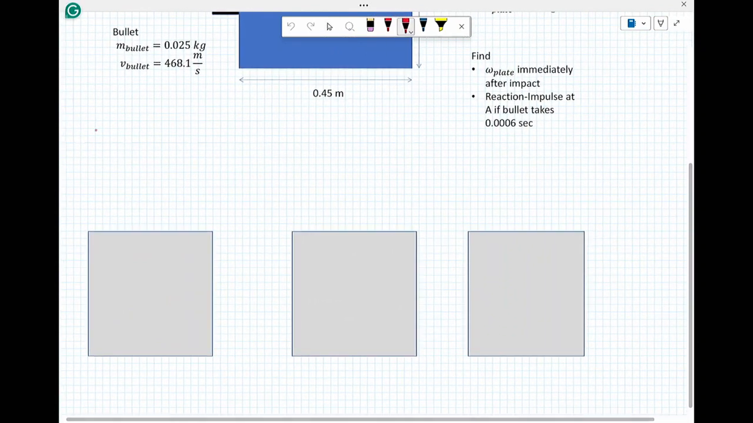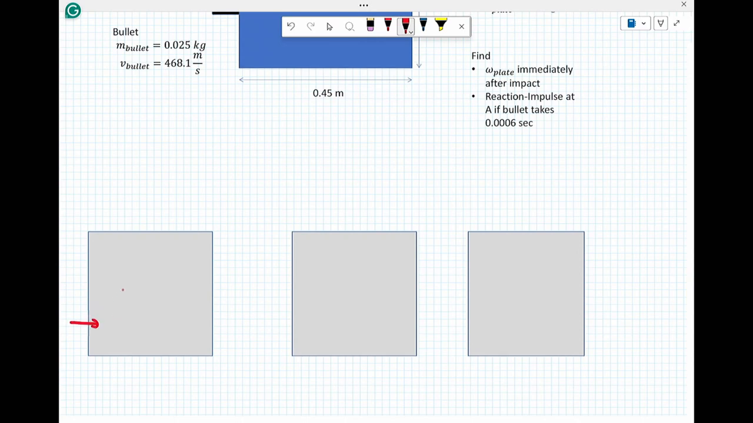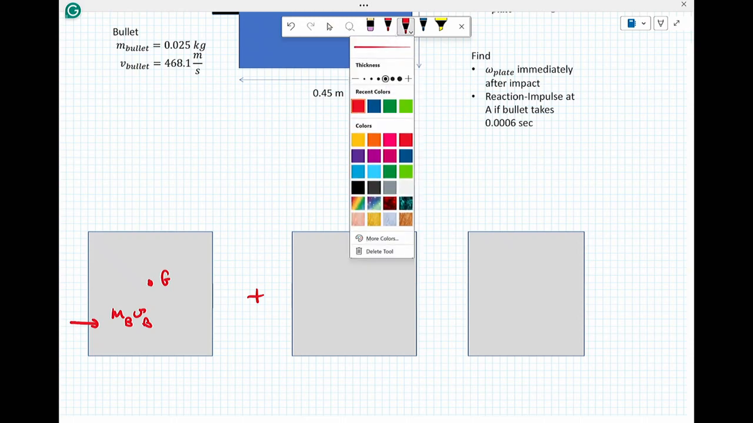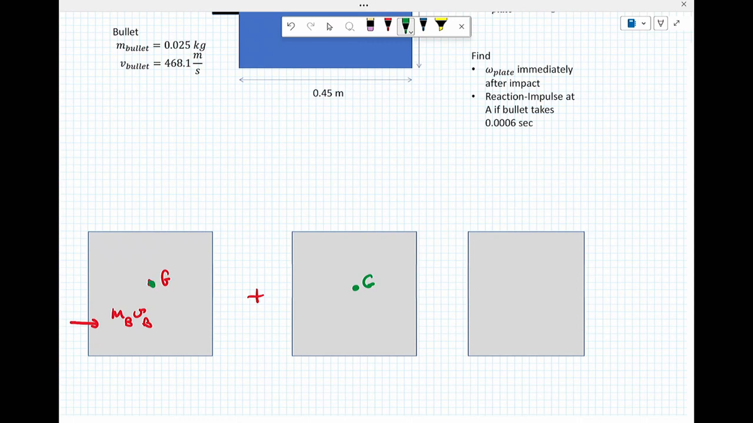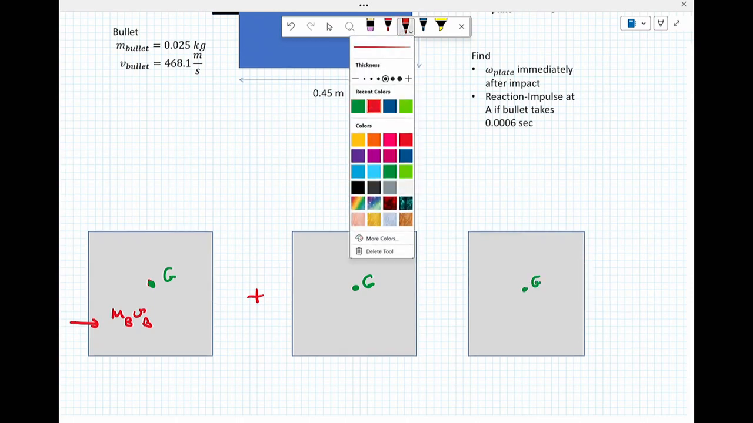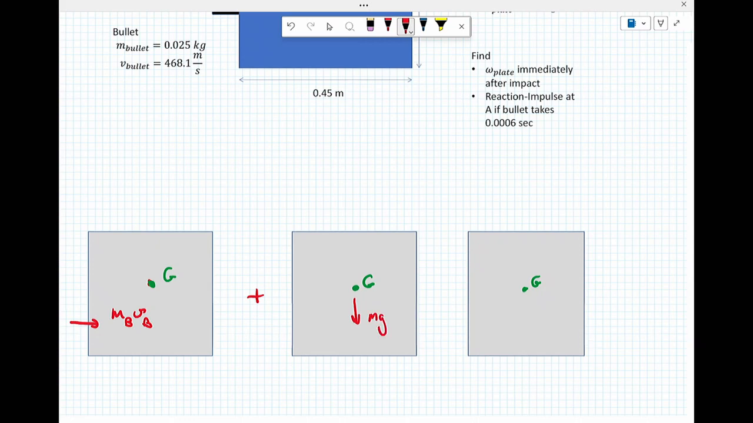So if we look at this, we have mass of the bullet, V bullet, at time one with respect to G, plus mg delta t. I will include that here. But the external forces, or the external impulses, are going to come from the weight and the reaction force at the pin. So Ax delta t, Ay delta t.